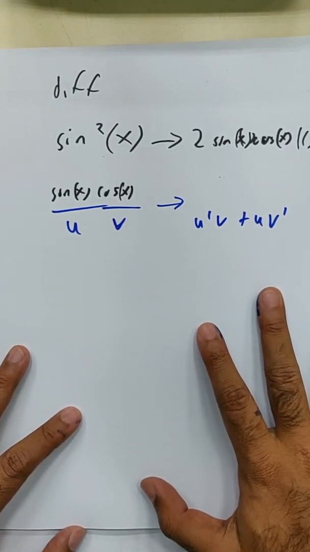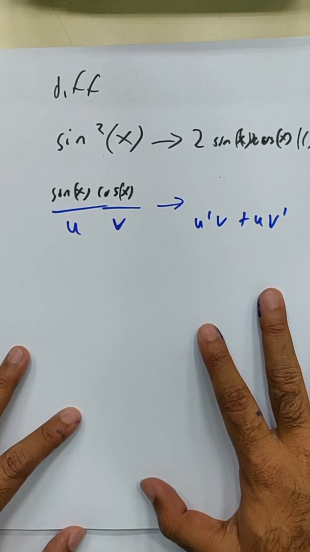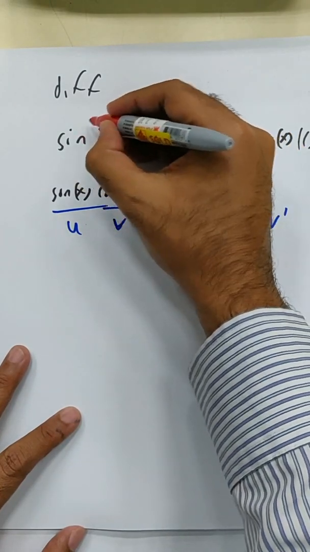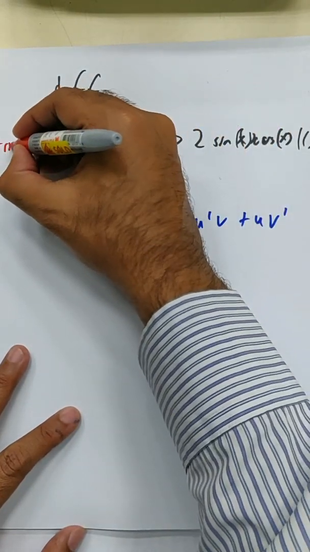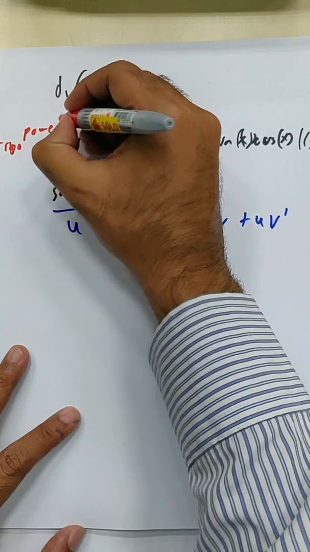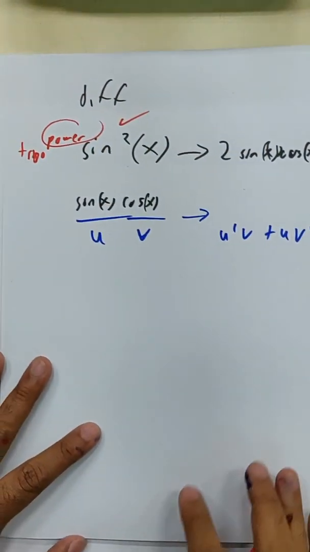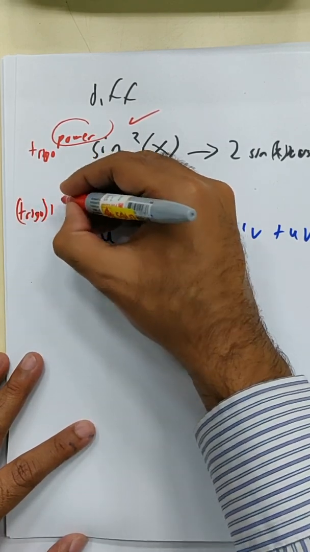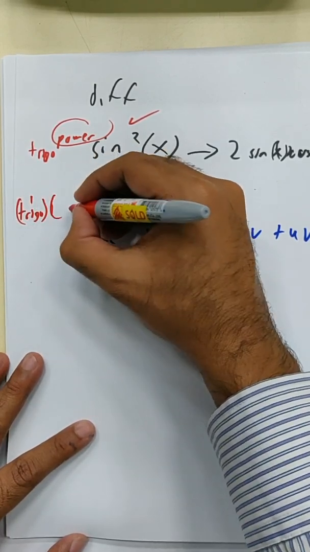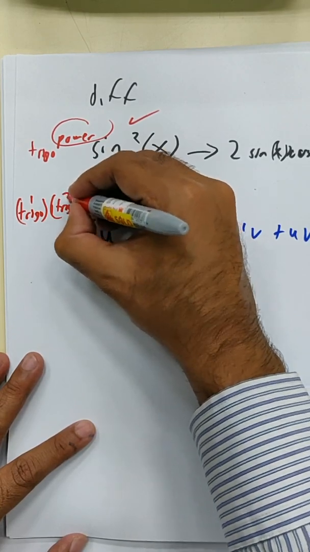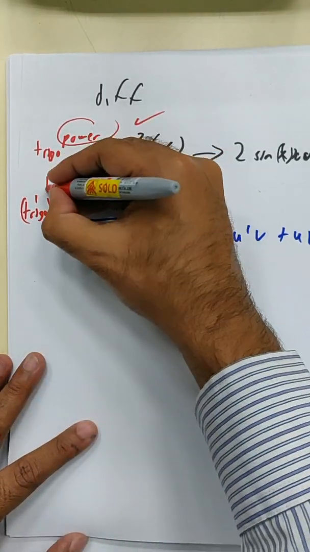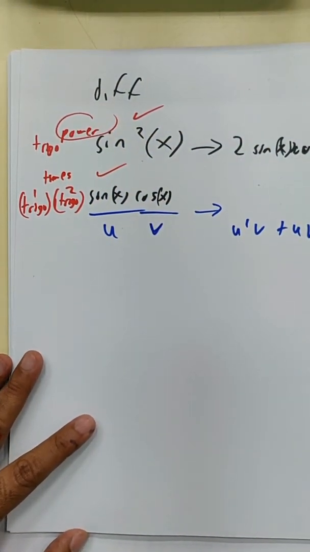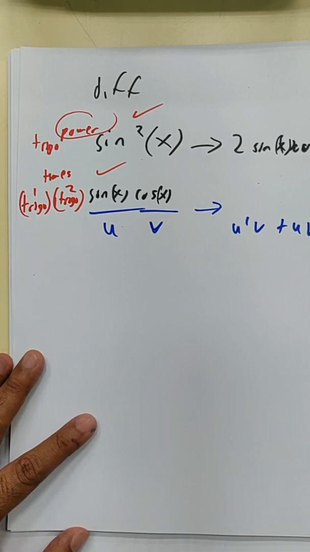But these two rules don't apply for integration. Okay? So I'm going to summarize a bit. It's okay for differentiation to have a trigo power. It's okay for you to have trigo 1 and trigo 2 multiplied. For differentiation, it's okay. But these two rules don't apply for integration.